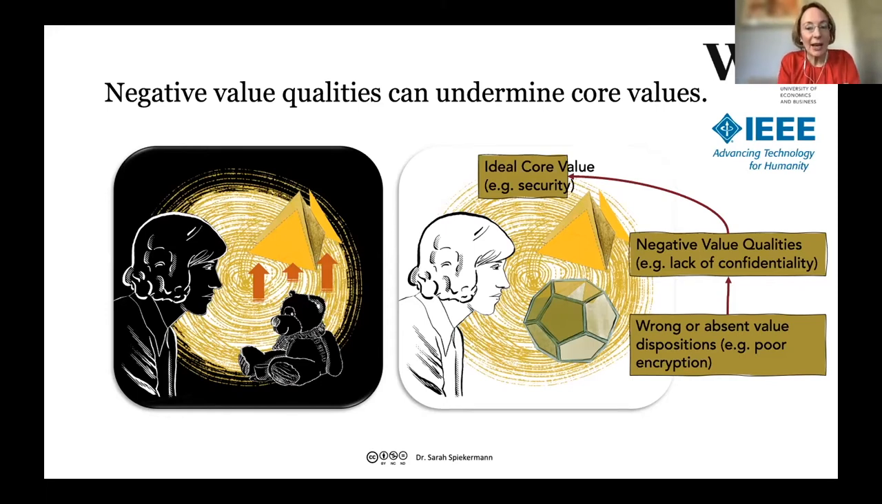Here, you might have a lack of confidentiality. The teddy bear might share the data that it collects from a child with the outside world, or might have a database which is not perfectly encrypted in the back end. So there is a wrong or absent value disposition in the system, which leads to a quality we perceive, which is a lack of confidentiality. And that again is the reason for the absence of a higher value called security. So you see this value ontology, which is, I would say, the terminological and philosophical backbone built into the standard.